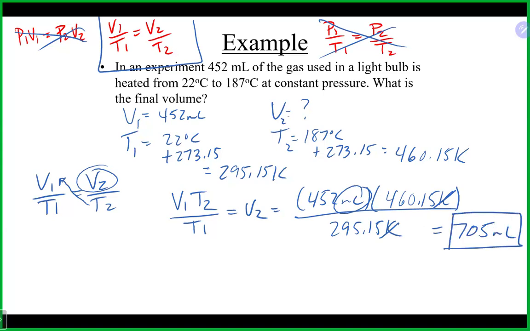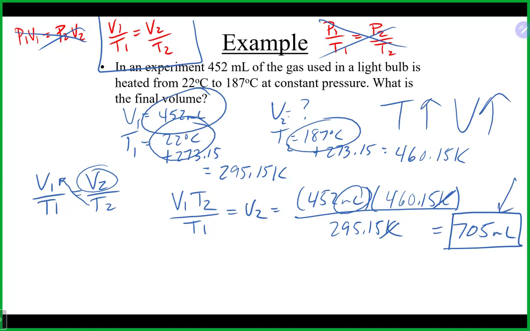And once again, if we think about the relationship of Charles' law, in this case our temperature went up, so we would expect our volume to increase. And again, it started at 452 and ended at 705.